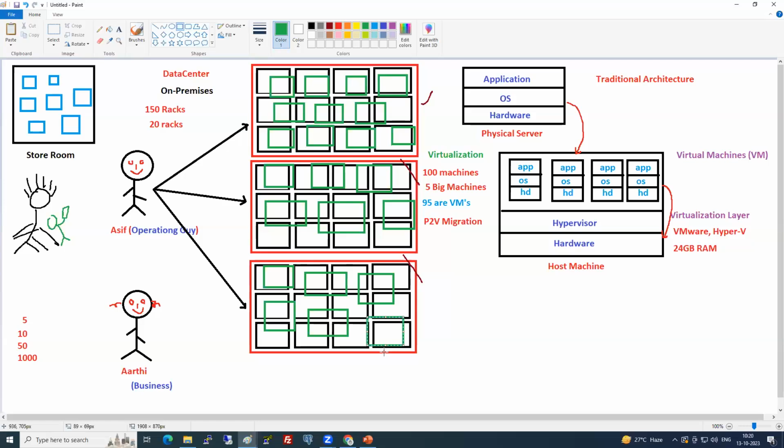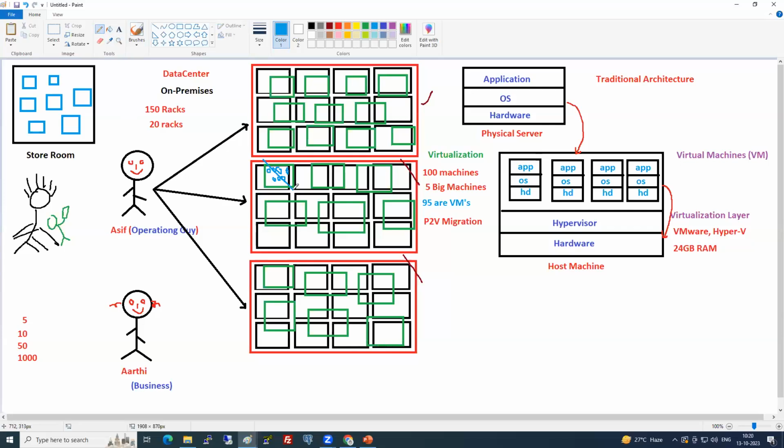Correct. Guys, Asif was very happy thinking that virtualization helped me. But again, I'm back to the same situation. And that too, now the risk has increased or not. Each host machine will have multiple virtual machines inside it. Yes or no? Just in case one host machine goes down, indirectly so many virtual machines inside it will go down.